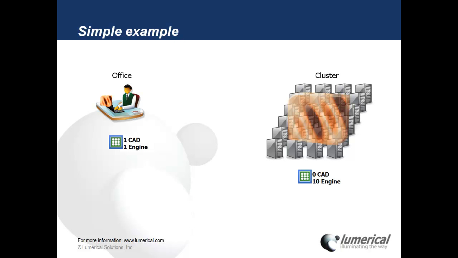This user has purchased one full license, which contains both a graphical CAD license and an engine license, and they have also purchased a 10-pack of engines. The full license is set up in the office, and the extra engines are set up on the cluster. It's important to notice that we have two separate license managers running, one in the office with the full license, and one on the cluster with the 10-pack of engines.